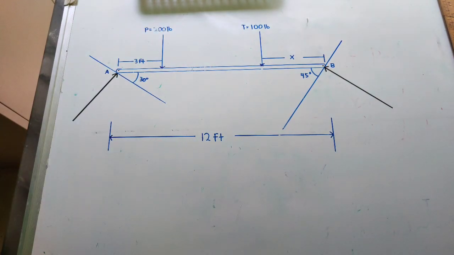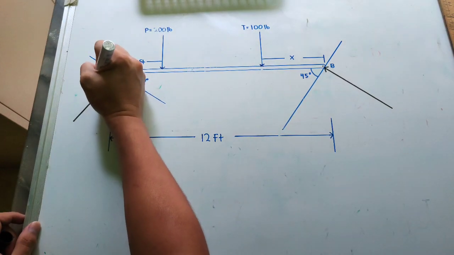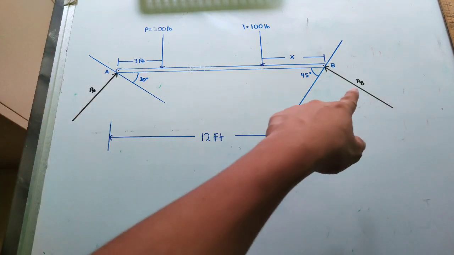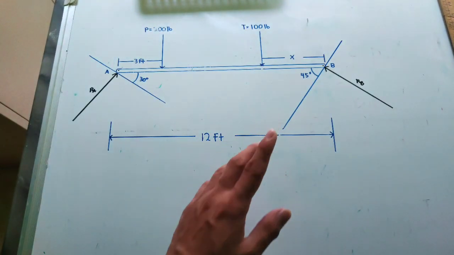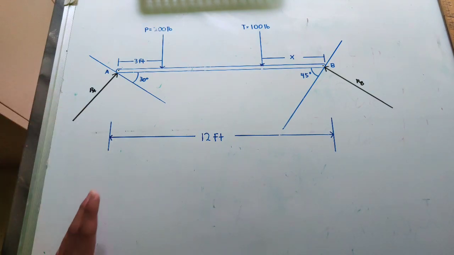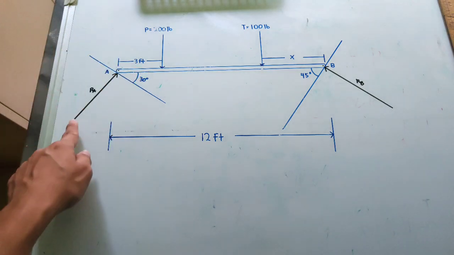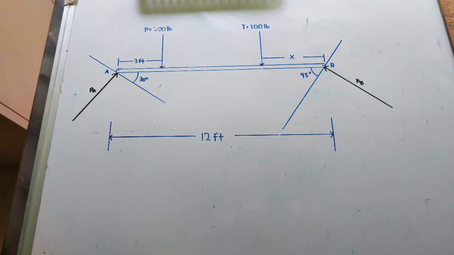So the second thing we need to know is to find the angles of these reactions, RA and RB. So first, let's label them: RA and RB. Now, what are the angles? As previously mentioned, these arrows are perpendicular to this plane, so they make a 90-degree angle with this plane. So 90 degrees minus 30 degrees makes this angle a 60-degree angle.